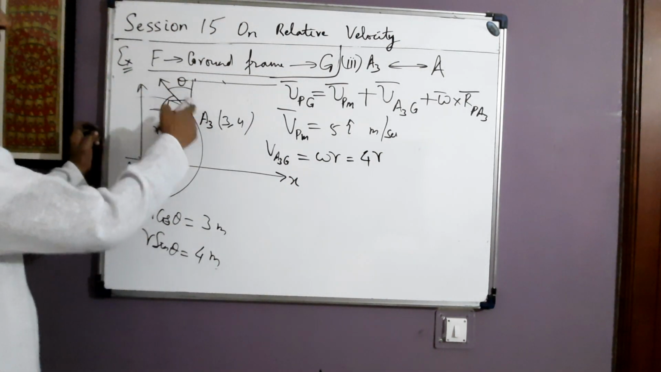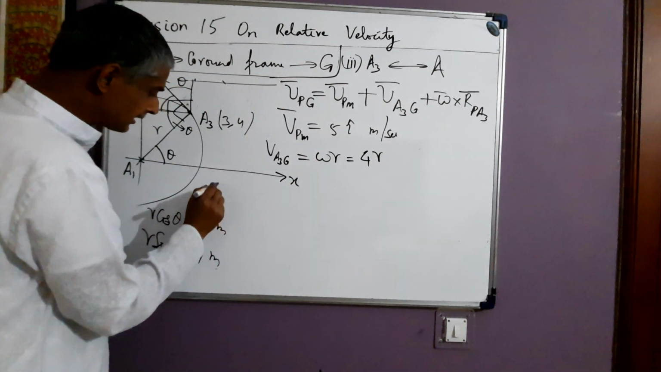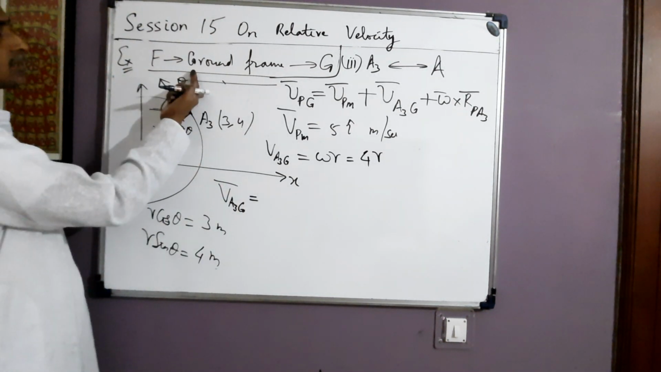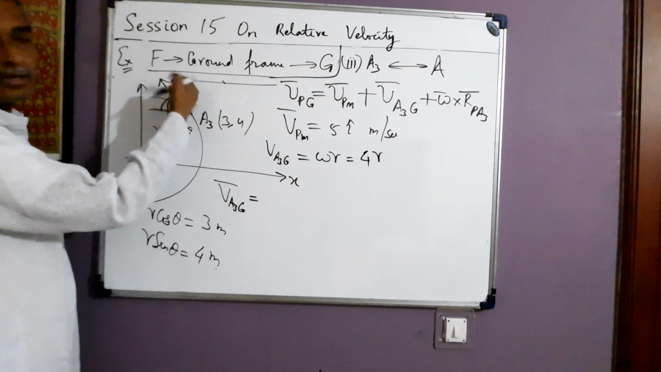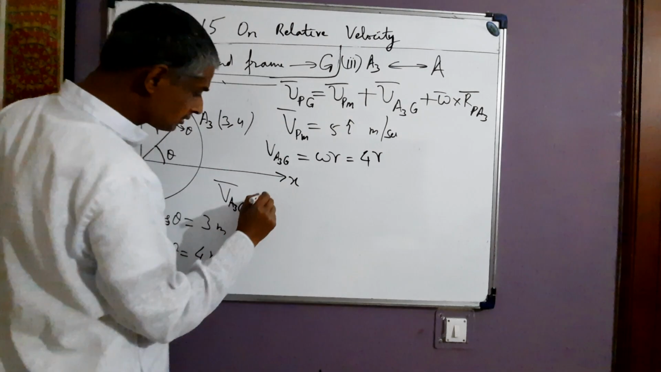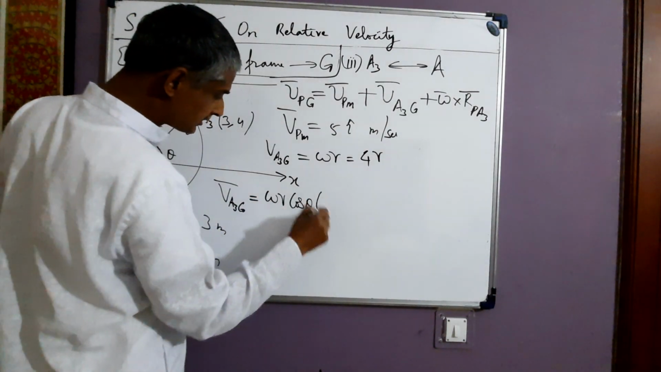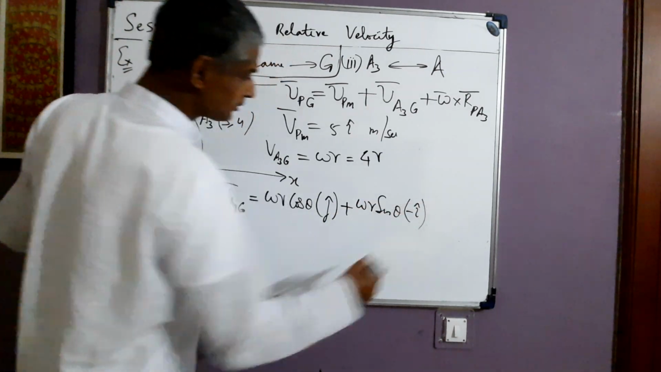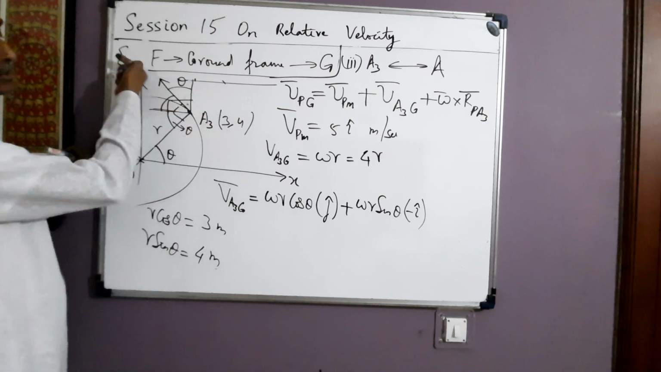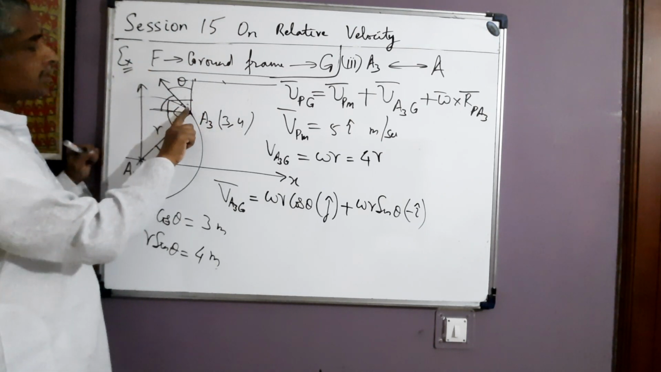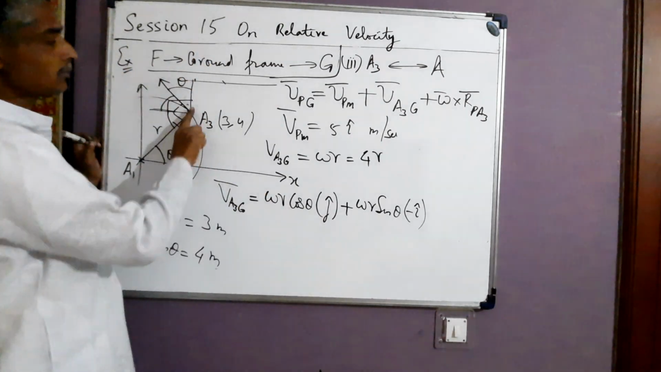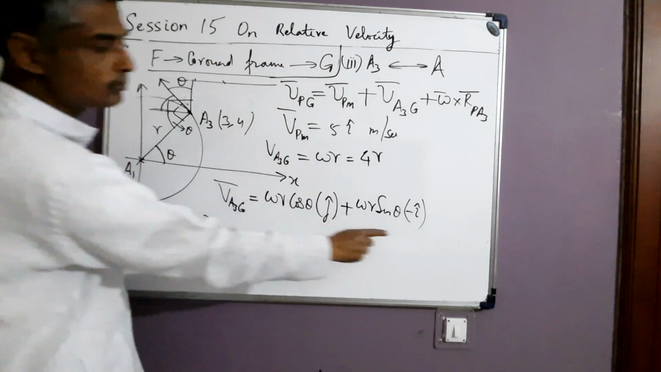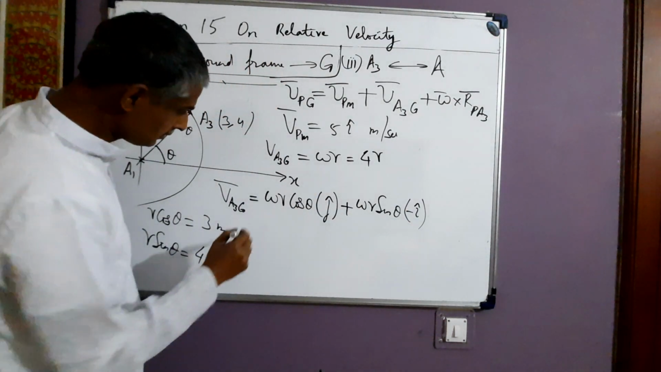Now we have to write it in vector notation. VA3G is equal to omega R cos theta j hat plus omega R sin theta into minus i hat. Why minus i hat? See, VA3G is directed in this way. So omega R cos theta j hat is along positive y axis, and omega R sin theta is along this direction, opposite to the x axis, that is along minus i.